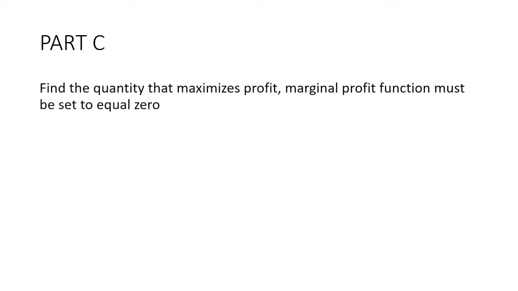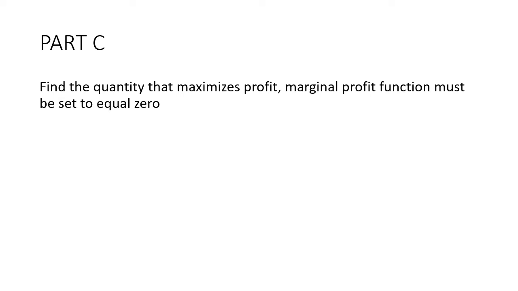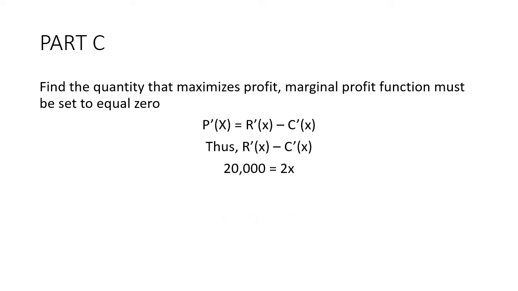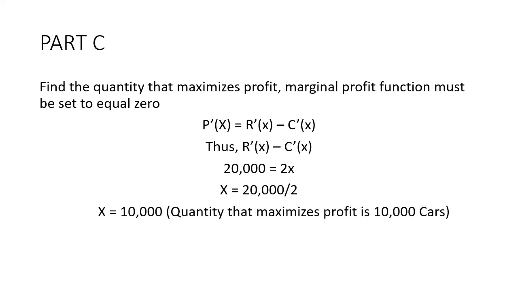Part C. Find the quantity that maximizes profit. Marginal profit, in this case, must be set equal to 0. So therefore, the differentiated equation: P of x is equal to R of x minus C of x. Thus, R prime of x minus C prime of x would be 20,000 is equal to 2x. X is equal to 20,000 divided by 2, so x in this case is equal to 10,000. We can say that 10,000 cars produced is the quantity that would maximize profit for this company.